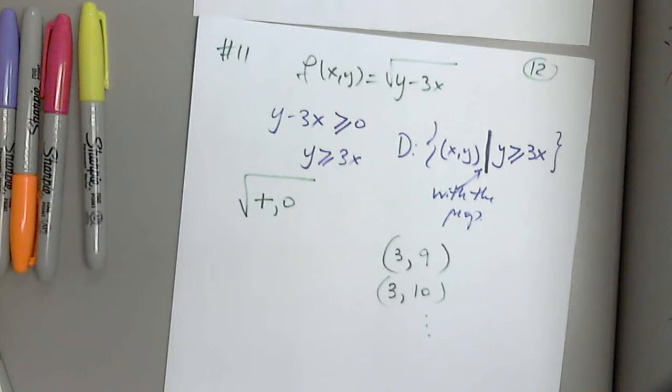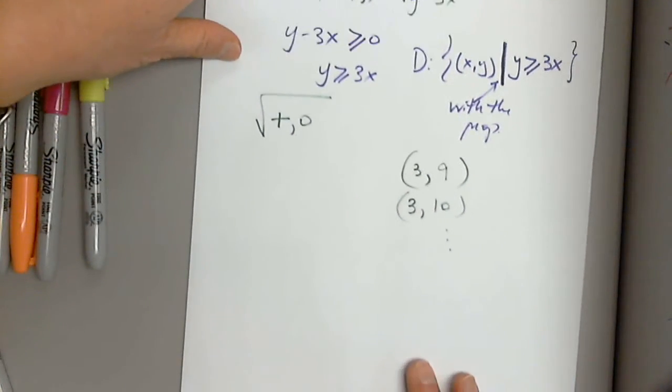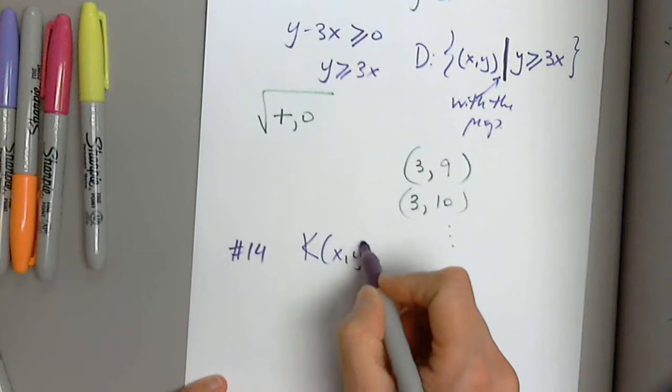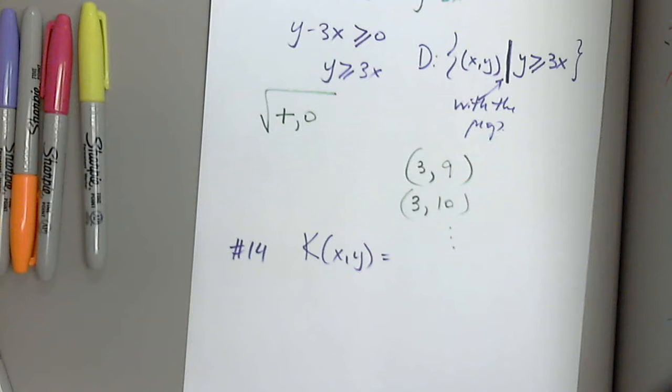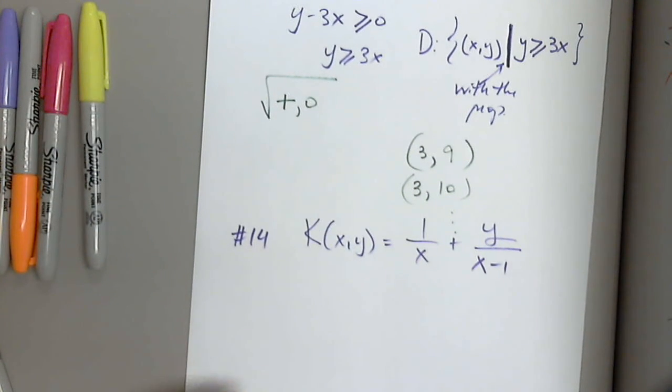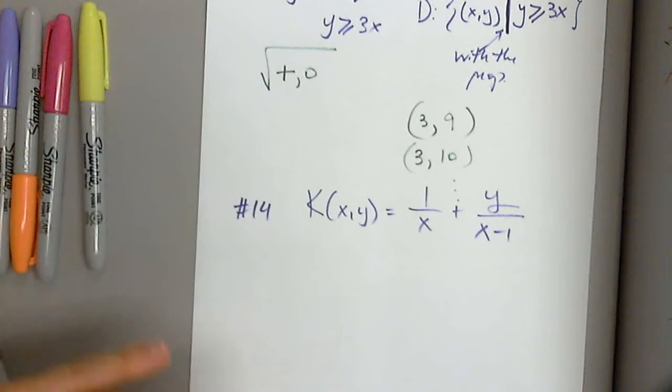I don't have a book in front of me, but we can do 14. 14 it is. Well done. In 14 we have a function called k of x comma y, and that is 1 over x plus y over x minus 1. Any restrictions that you would like to mention?